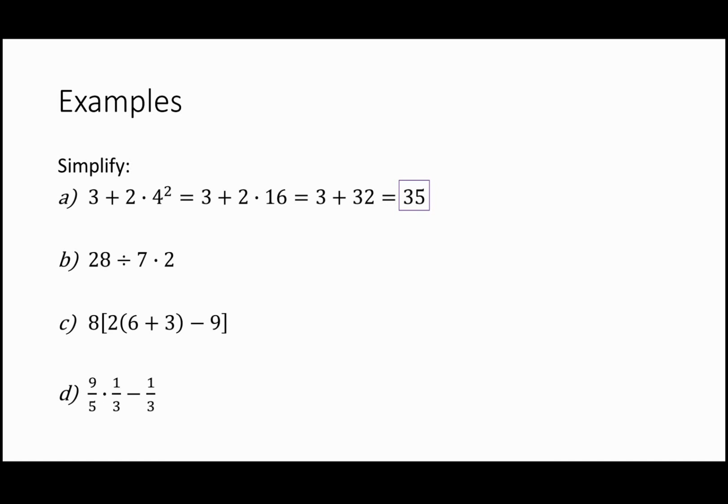Do not let PEMDAS twist you up anymore. You know, because of GMA, that the division should happen first. So let's go ahead and divide the 7 out of the 28 and get 4, and then multiply that resulting 4 by the 2 and get 8 as our final answer.